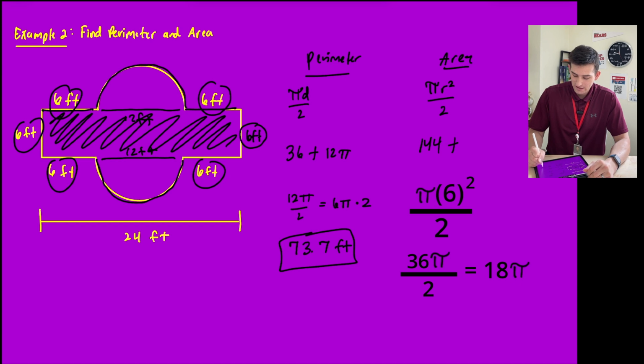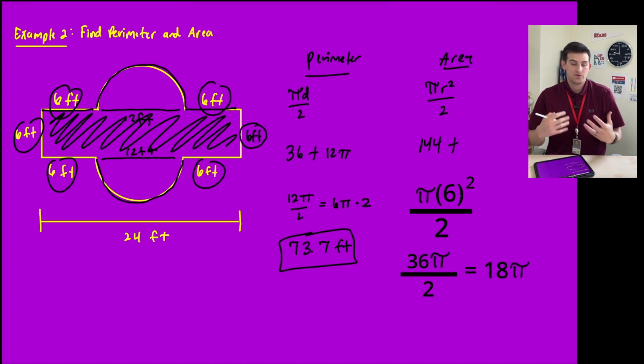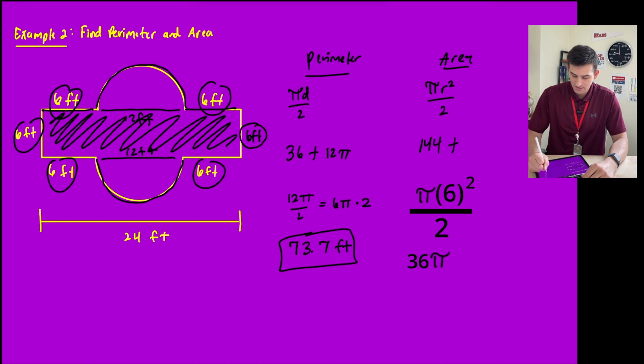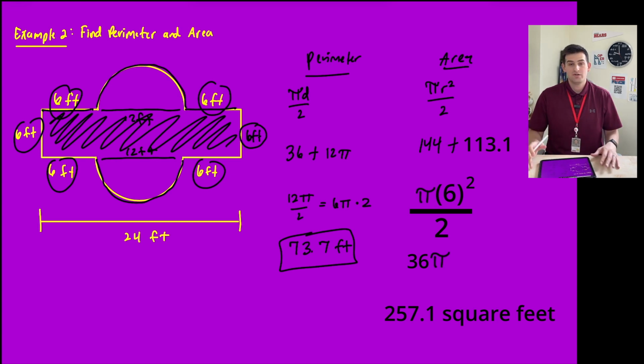But like we said, we have 2 of those half circles, or 2 of those semicircles. So that's essentially going to get us back to 36 pi. So we could do that in our calculator if we want to round to the nearest tenth, which is 113.1. And let's add 144 to that to get a total area of our composite shape of 257.1 square feet. Okay, and that's how you can find the perimeter and the area of composite figures.